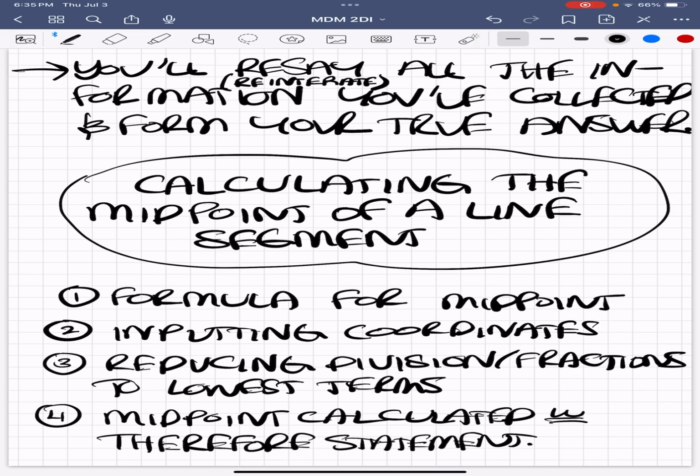Formula for midpoint. We're gonna highlight this one. Formula for midpoint. Inputting coordinates into the formula. Reducing division and fractions to lowest terms. Midpoint calculated with therefore statement.